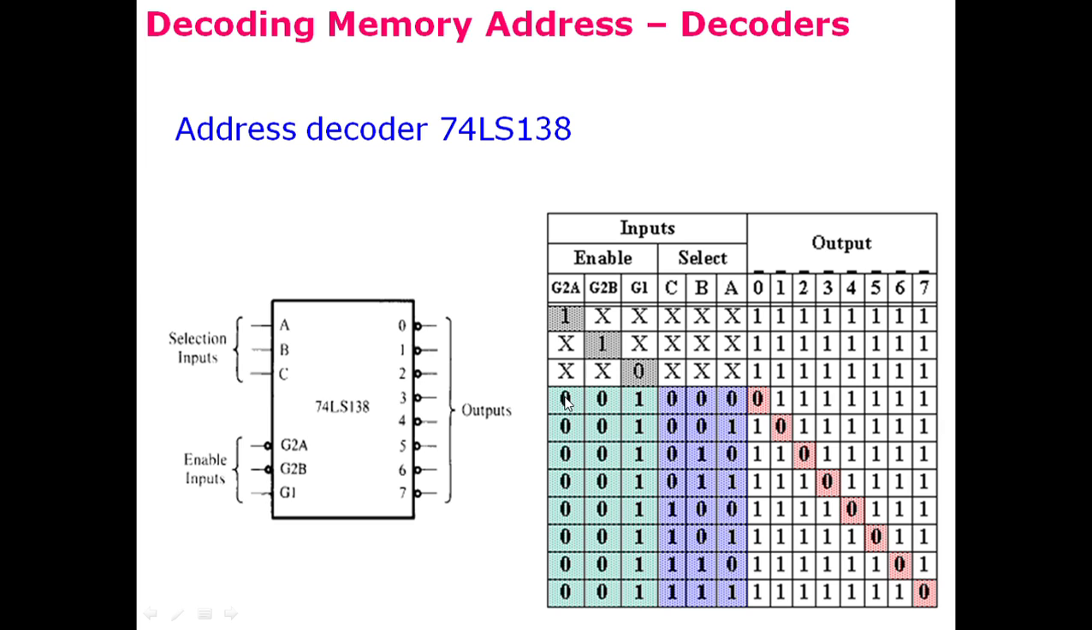But when G2A and G2B both are zeros and G1 is 1, then the inputs at these three select inputs would determine which output is 0. For example, if all of the selection inputs A, B, and C are zeros, then the first output, output 0, would be 0. When 0, 0, 1 is provided, the next output, output 1, would be 0. And as shown in this diagonal, all the 8 possibilities of the input at these three lines would choose either of the 8 outputs to be 0, while the rest of the outputs would be 1.